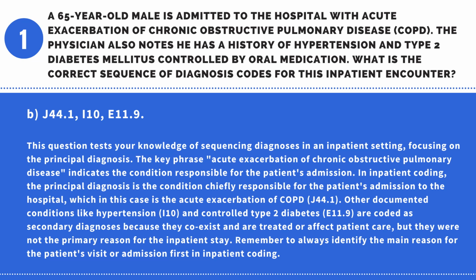Other documented conditions like hypertension, I10, and controlled type 2 diabetes, E11.9, are coded as secondary diagnoses because they coexist and are treated or affect patient care, but they were not the primary reason for the inpatient stay. Remember to always identify the main reason for the patient's visit or admission first in inpatient coding.